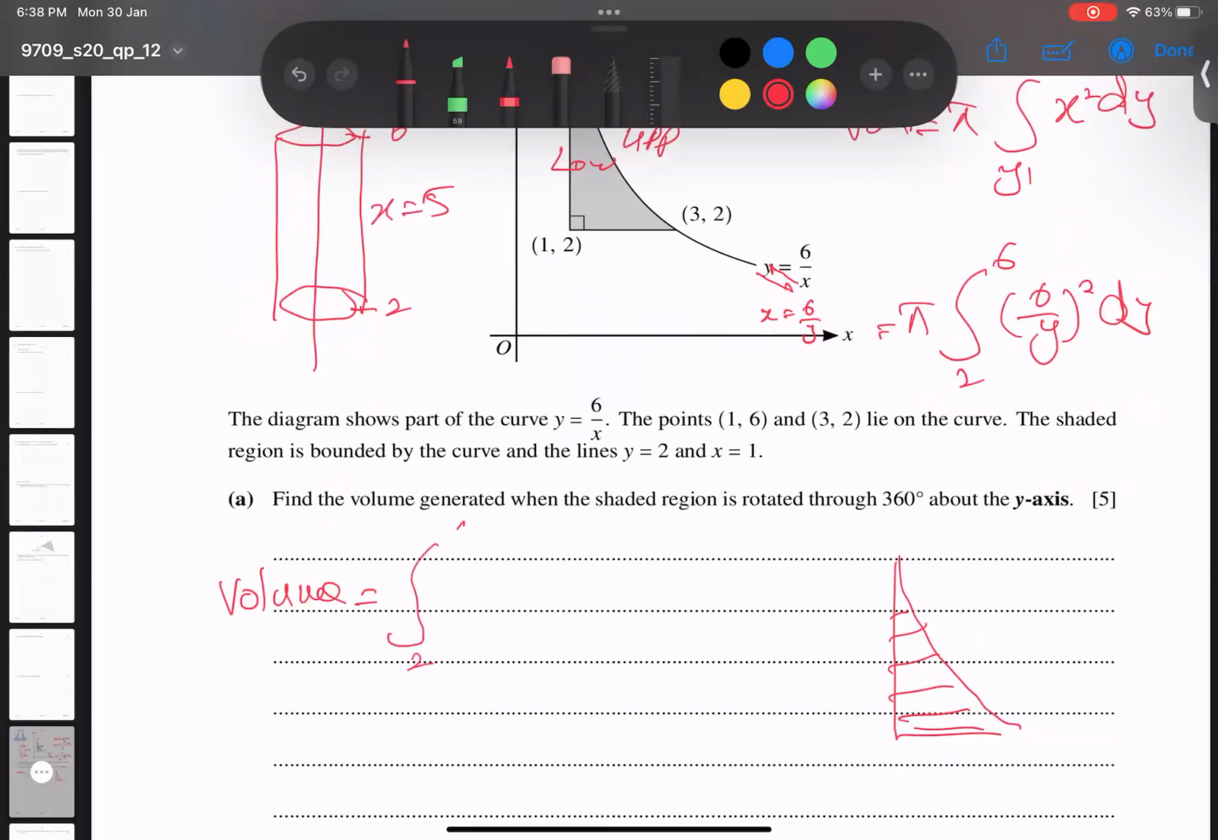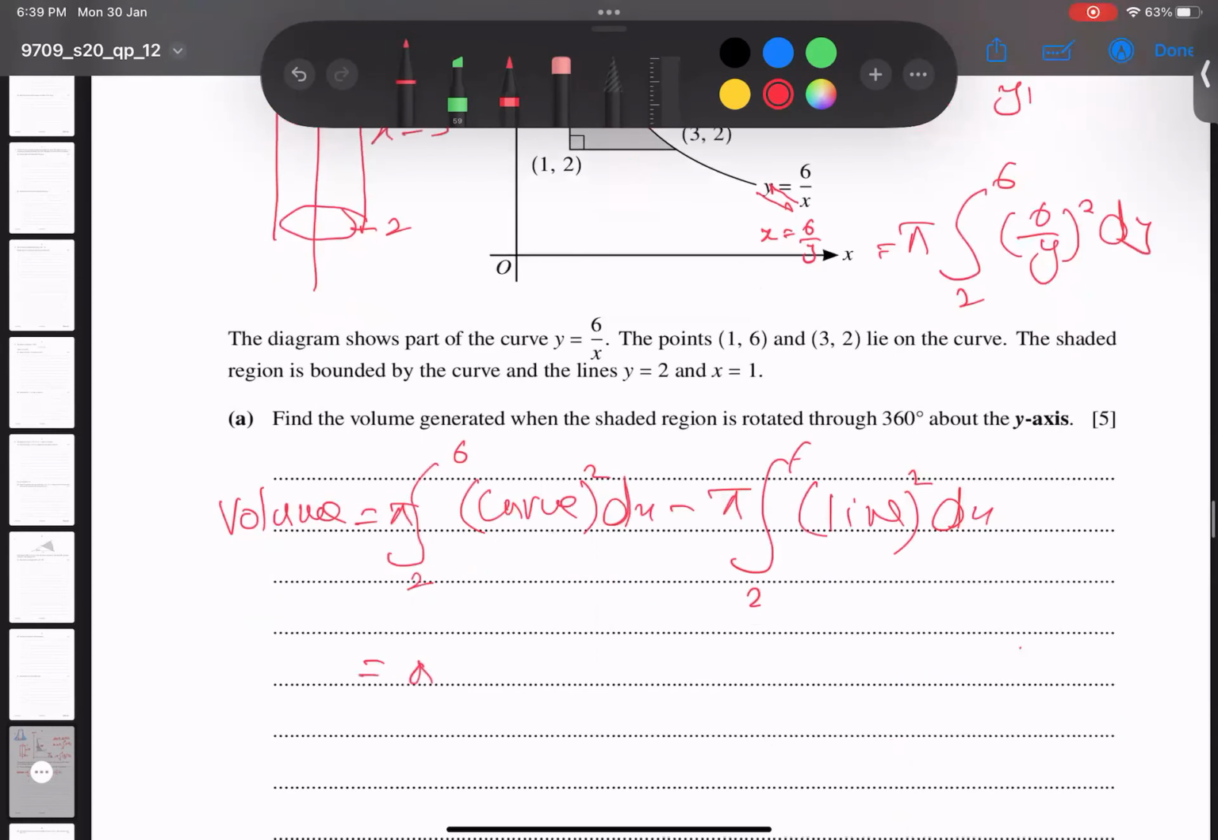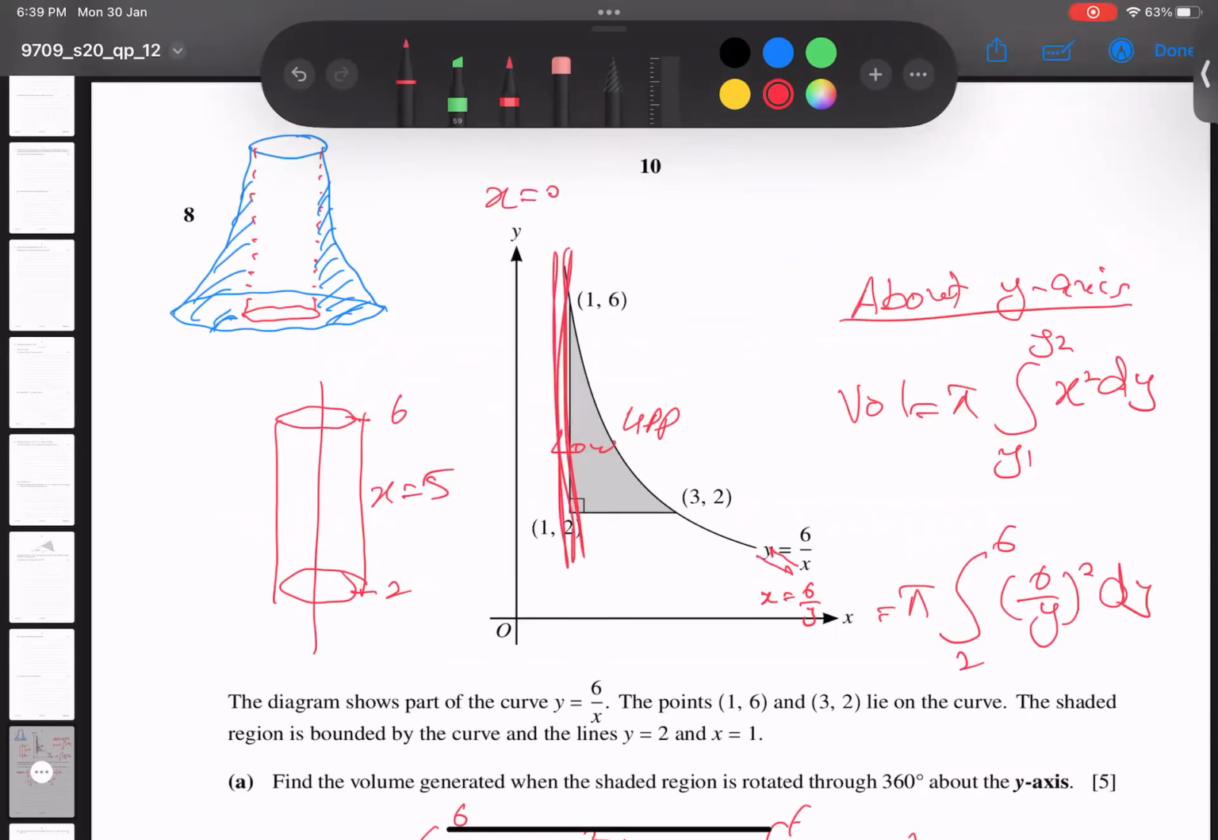Integral from 2 to 6 of the curve squared, pi dx, minus pi integral from 2 to 6 of the line squared dx. This is a way of doing it. So let's start. The curve is 6 over y, whole squared, dx, with limits 2 to 6. And what is the line equation? All of you are familiar that x is equal to 1. This line is x equal to 1, sorry, it's not 5, sorry, it's not 5.